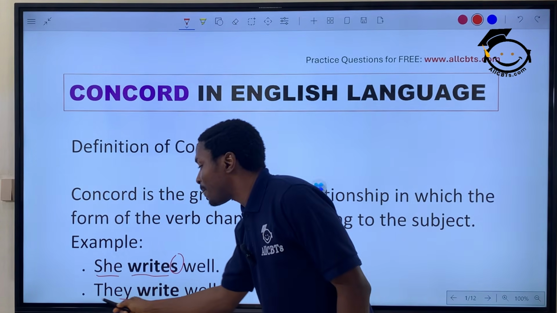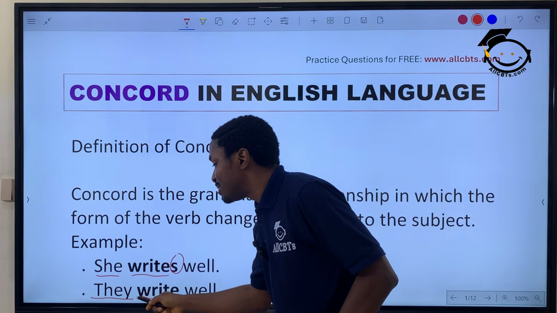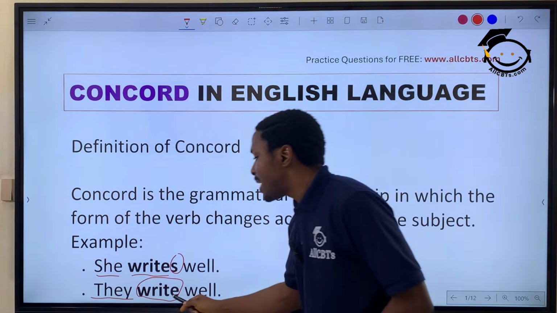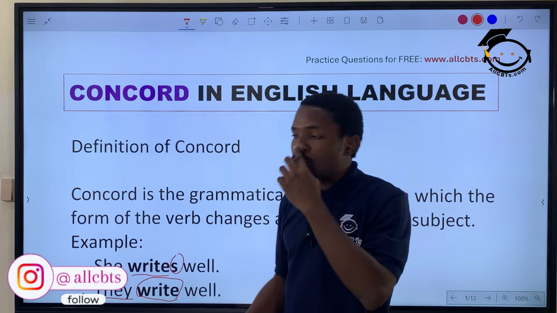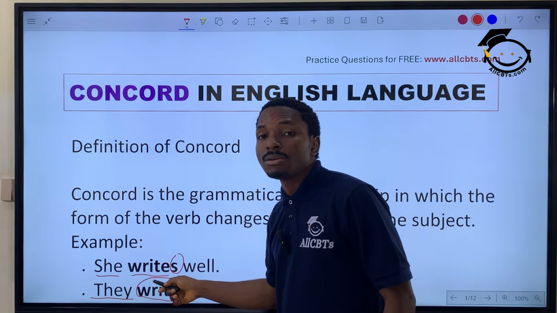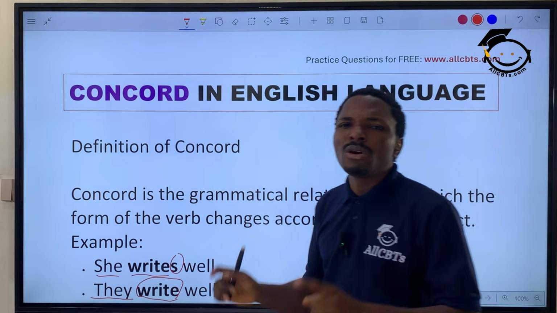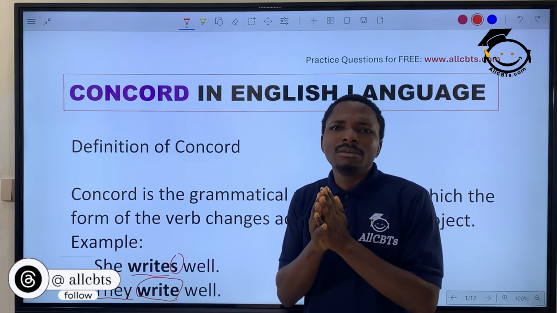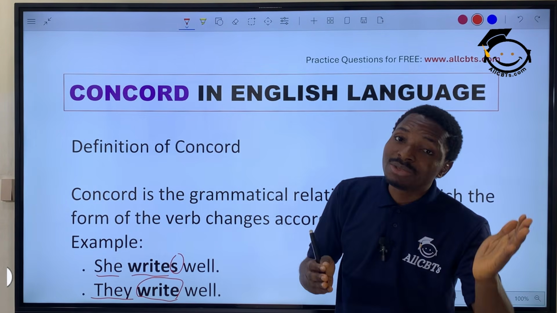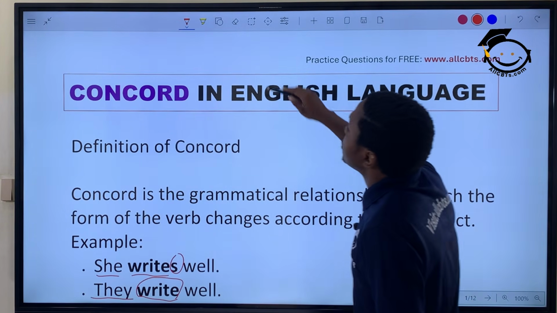So they, plural subjects. And then you have write. This is also in the plural. See, this is an interesting one. So write is in the plural, and then you have your well. So when the subject is singular, you have your singular verb. When it's in the plural, you have a plural verb. So Concord just basically makes sure that there is a proper agreement between the subject and the verb, in any statement or in any expression.